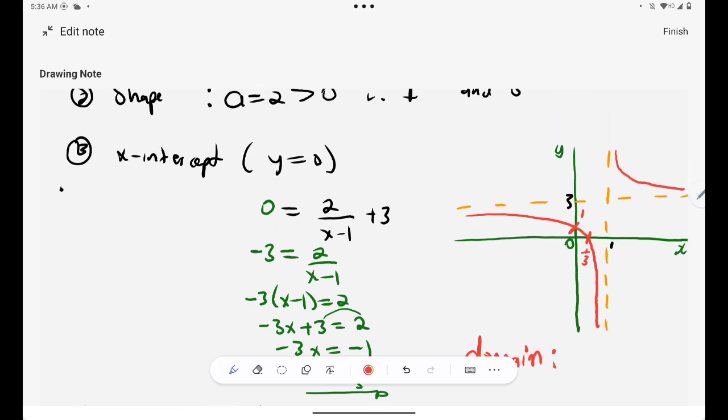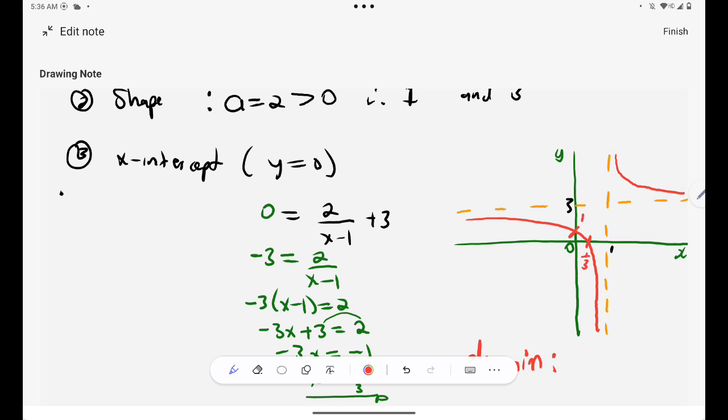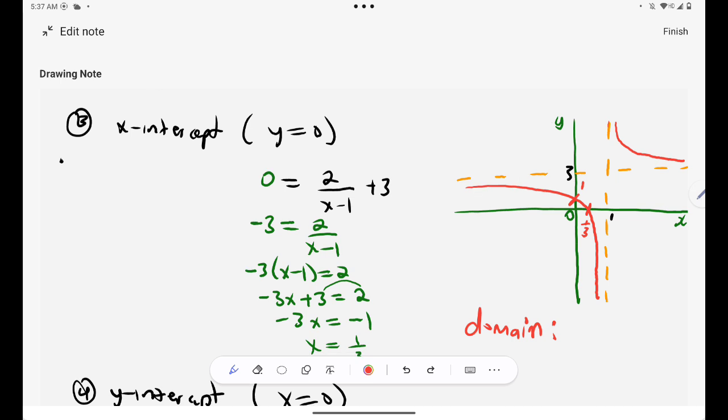Domain, guys, you just need to scan your graph horizontally. Where is your graph restricted? My graph is restricted here. Remember, I said to you that the vertical asymptote will always restrict the horizontal movement. So for my domain, I know that my graph is real everywhere, but the problem comes when x is equal to 1. Are we together? So my graph is real everywhere, but x cannot be equal to 1.